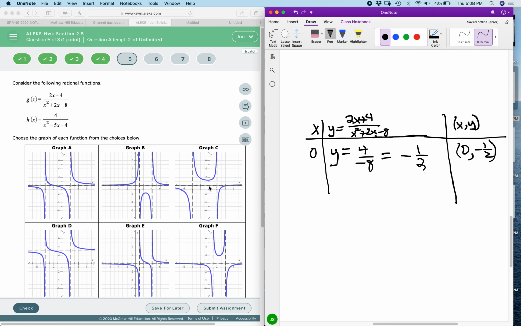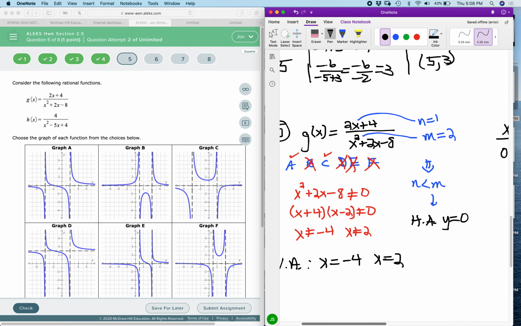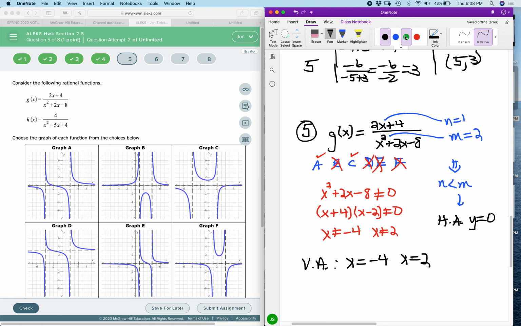And it looks like when x is 0, we have a positive value in graph C, and here we have 0 and what looks like negative 1/2 in graph A. So in this case, C is going to be out of the picture, and so we're going to have graph A.